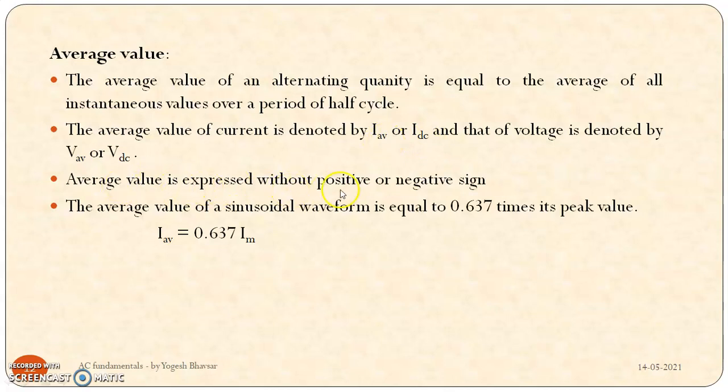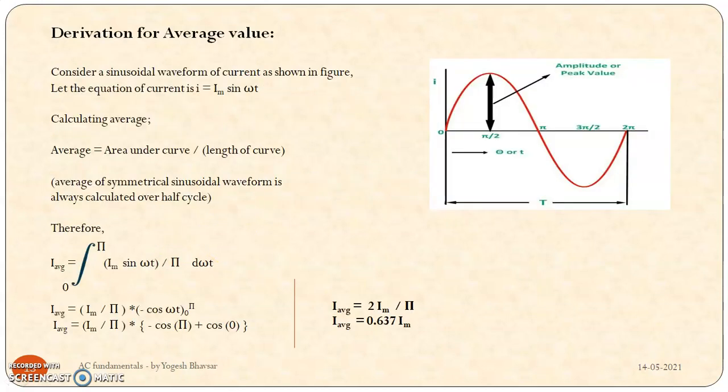The average value is expressed without a positive or negative sign, and the average value of a sinusoidal waveform is equal to 0.637 times its maximum value. So this is the expression: I average equals 0.637 times the maximum value. Again we will have a derivation for this average value.